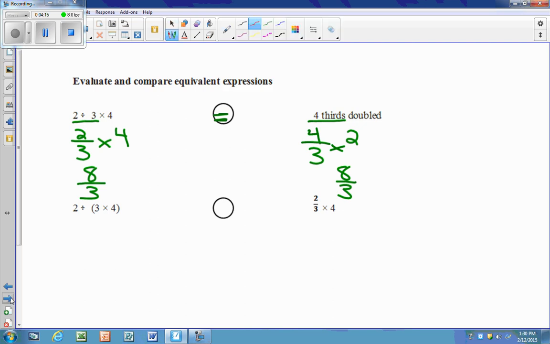When I come down here, it's a little different. 2 divided by, in the parentheses is 3 times 4, that's 12. And 2 divided by 12, I can leave it like that, or I can change it to 1/6, either way. And then over here, I multiply straight across and I get 8/3, which I know is 2 and 2/3. And 2 and 2/3, because it has a whole number, is greater than 2/12.